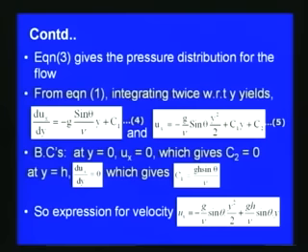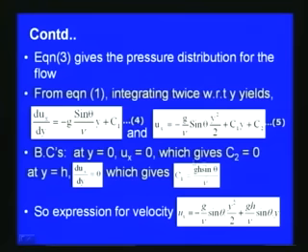So, the boundary conditions are at y is equal to 0, ux is equal to 0, which gives c2 is equal to 0, and at y is equal to h, dux by dy is equal to 0. So, that gives c1 is equal to gh sin theta by nu. So, finally, we can get an expression for velocity as ux is equal to minus g by nu sin theta into y square by 2 plus gh by nu sin theta into y.